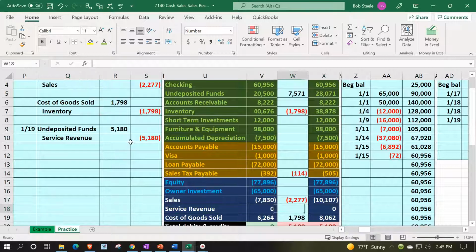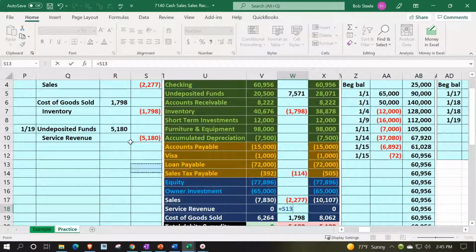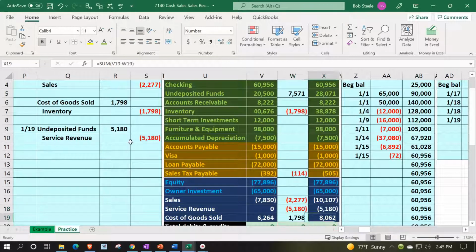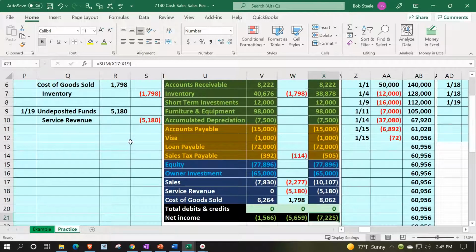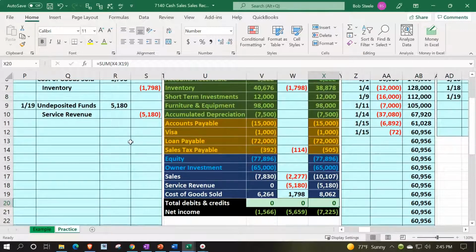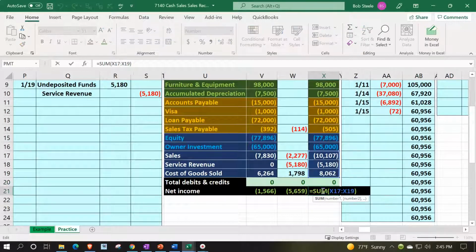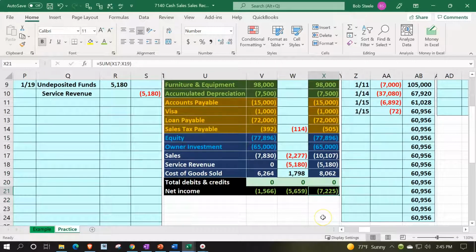And then the service revenue, which will be on down below in W18 equals. We will then pick up that 5180, putting us back in balance, and increasing the net income to 7225. This is income, not a loss. There's no cost of goods sold related to the service revenue, because we didn't sell any inventory.